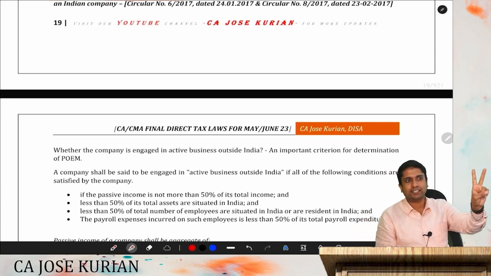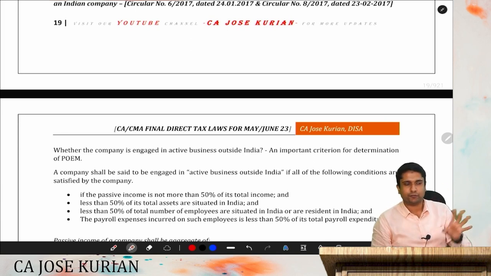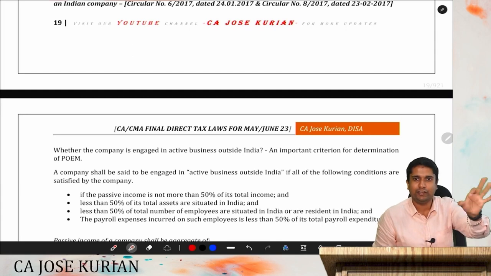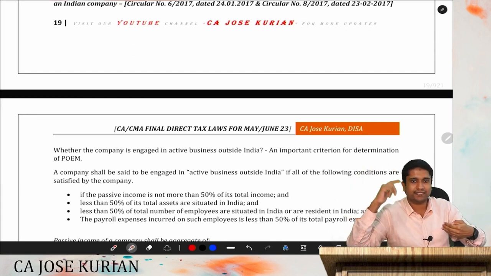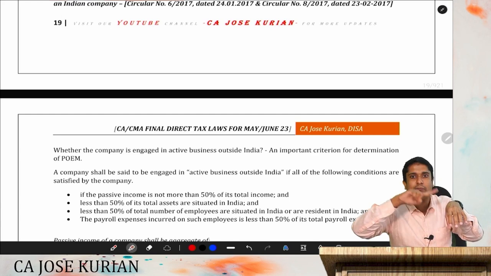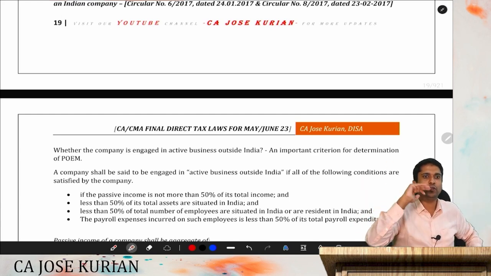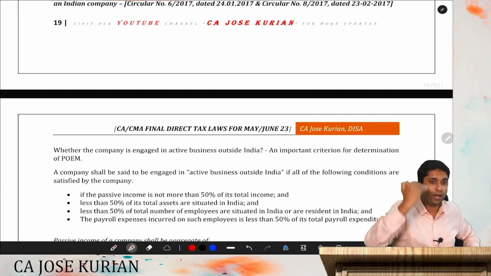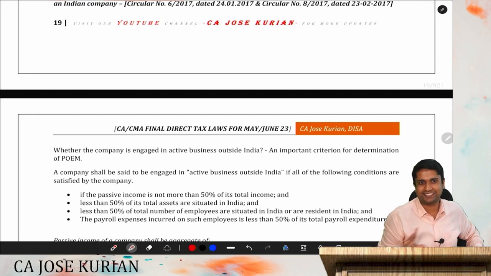Then what is the second condition? Assets in India, less than 50%. Third condition, number of employees in India, less than 50%. Fourth condition, their payroll expenses should be less than 50%. If all these conditions are satisfied, ABOI, active business outside India, then starts the guideline. ABOI plus majority board meetings outside. Then what is the conclusion? POEM is also outside India, provided it's a genuine case.